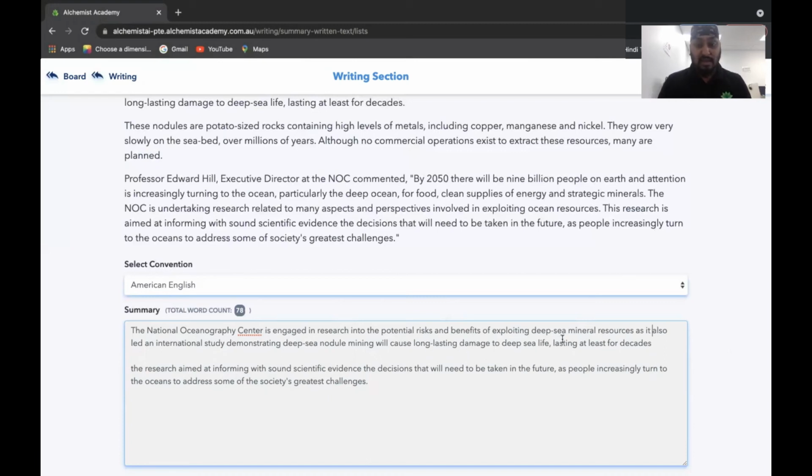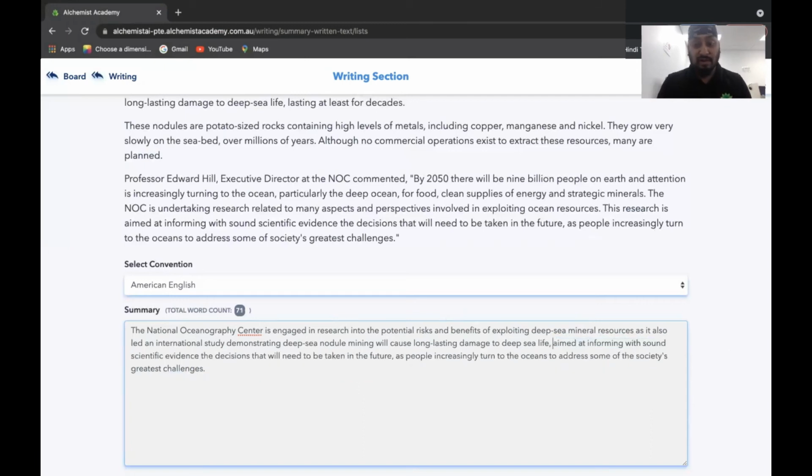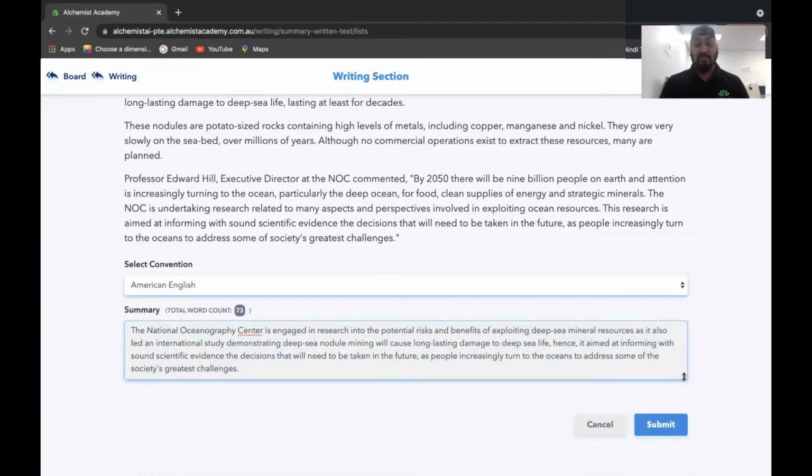Okay, and last damage to deep sea life. If we think we can, I don't think we would need so much. And what if I did this? Hence, it aimed at informing. Okay, now if you carefully look at this, and if you carefully read through your own answer, and if I would just make it short, so let's have a look through this.